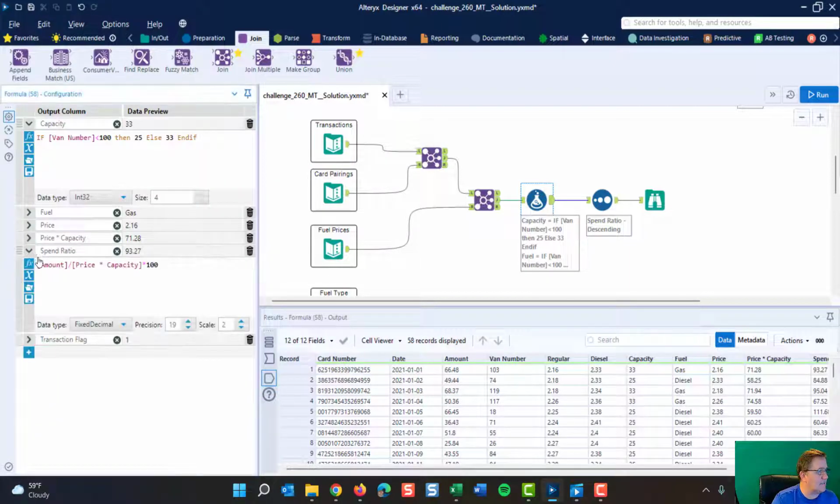What is the spend ratio? The amount over the price times capacity. And then we'll multiply it by 100 so that we're not looking at just decimal places. And we get a price capacity ratio.